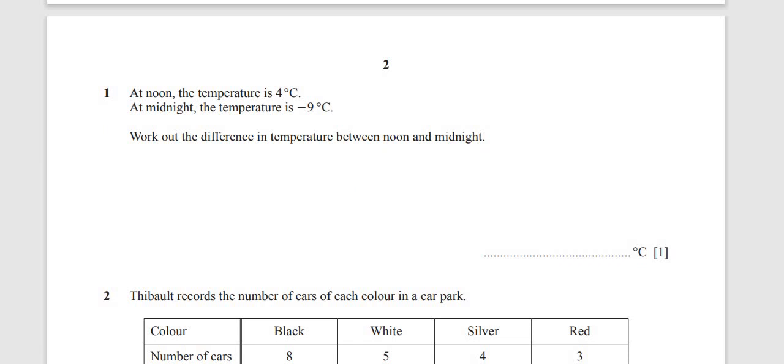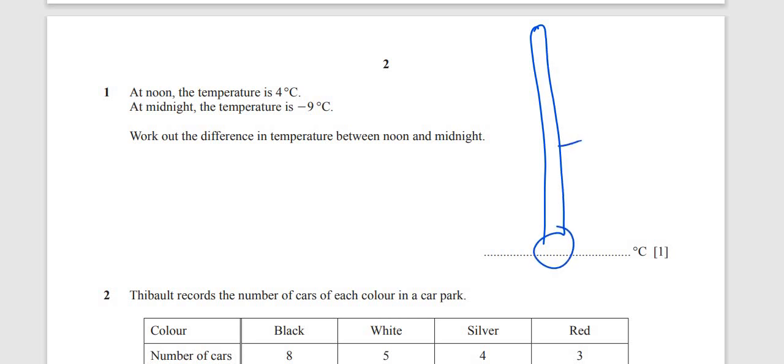So question 1 says, at noon the temperature is 4 degrees Celsius. At midnight, the temperature is -9 degrees Celsius. Work out the difference in temperature between noon and midnight. So if we draw a simple sketch of a thermometer, so let's have this as 0 degrees, then 4 degrees Celsius, and -9 degrees Celsius.